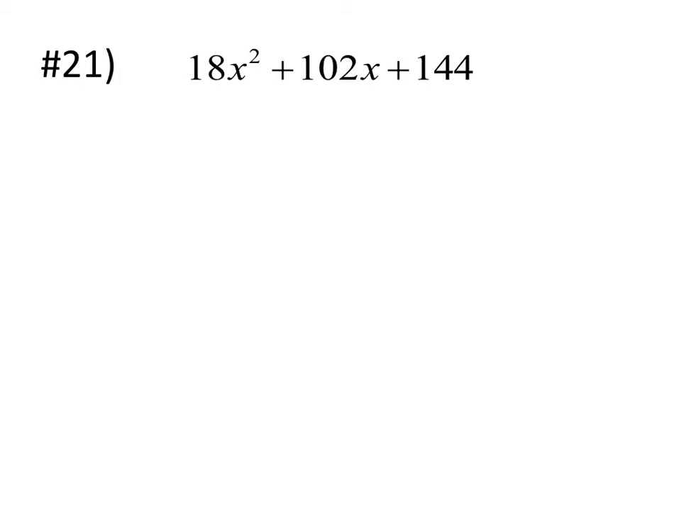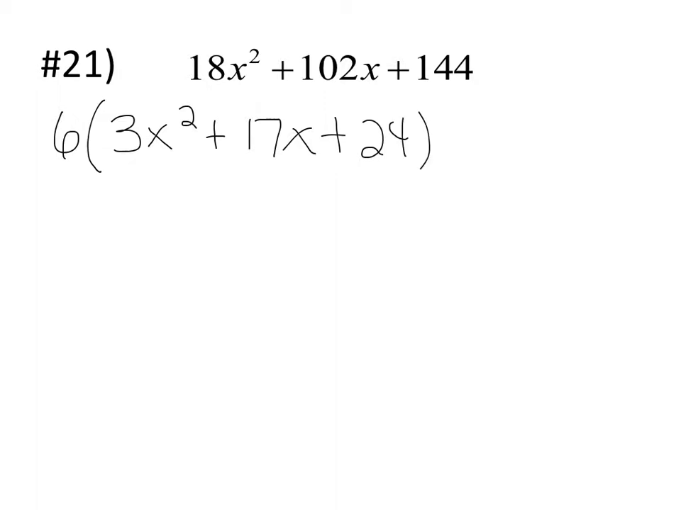Okay, so let's see if these three numbers have anything in common. Looks like they have a 2 in common. And maybe a 3. Yep, they have a 3 in common. Let's see if 6. Yep, I think 6 is as high as it's going to go. Okay, so you can factor out a 6, which is going to leave me 3x squared plus 17x plus 24. Okay, now we're going to factor what's inside, because I don't think that you guys want to multiply 18 and 144 and then find their factors. So we're going to do 3 times 24.